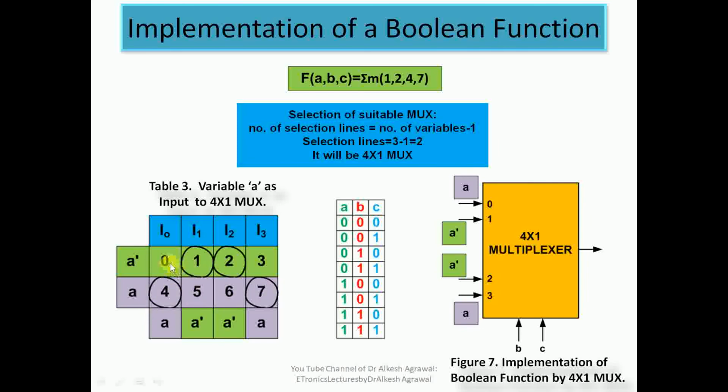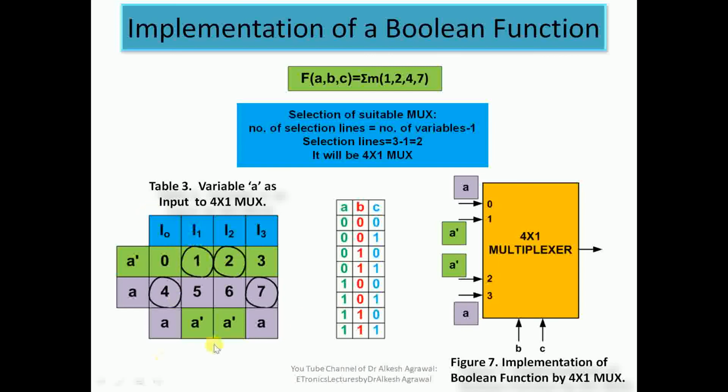So that is for minterm 0, 1, 2, 3, the value is A complement. For minterm 4, 5, 6, 7, the value is A, because I am taking A as the main input, and B and C are taken as selection inputs. Now I have to encircle those minterms which are given in the Boolean function. Those minterms are 1, 2, 4, 7. So I have encircled 1, 2, 4 and 7.